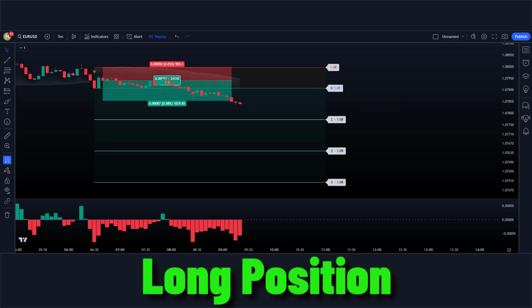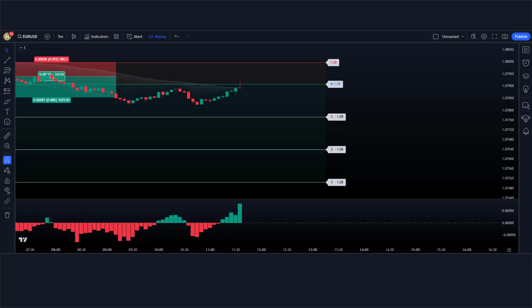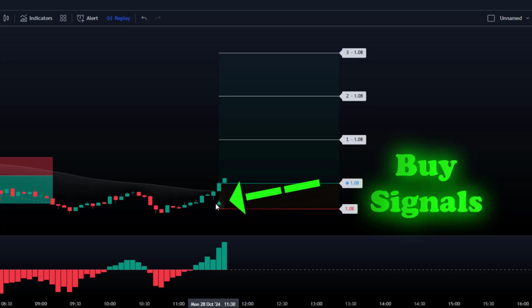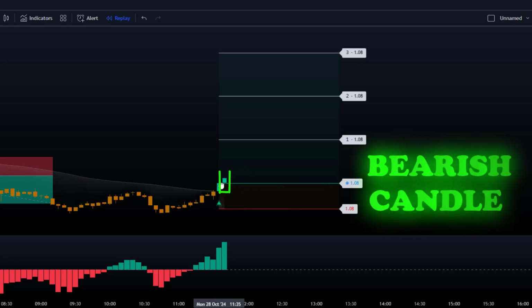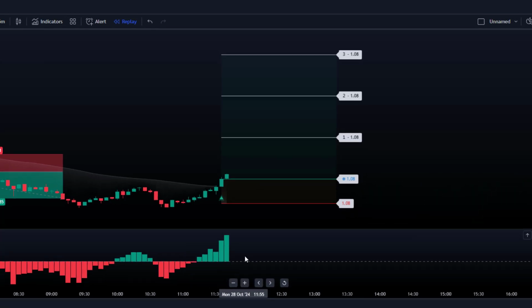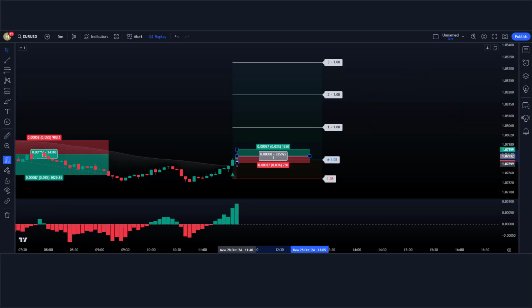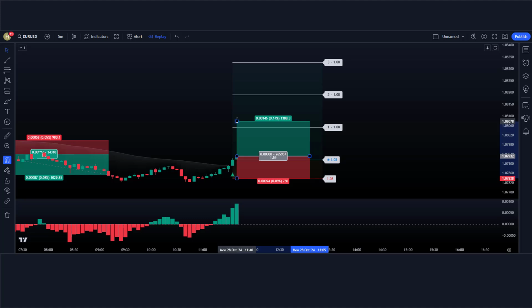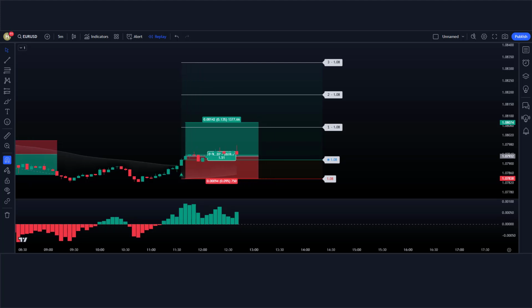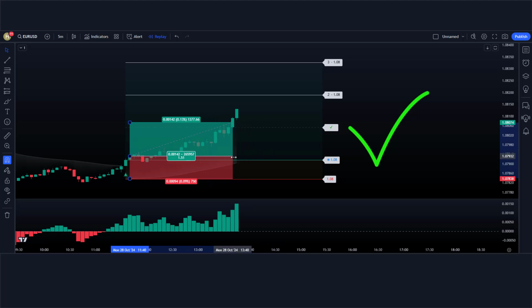Now let us understand the long position. When the target trend indicator gives us a buy signal, when the market forms a bullish candle, and when the columns of the bull-bear power indicator are bullish, if this condition is fulfilled, then we will place a buy order. Our stop loss will be placed at the target trend indicator's stop loss level, and the risk to reward ratio will be 1:1.5. The market has completely hit the target.